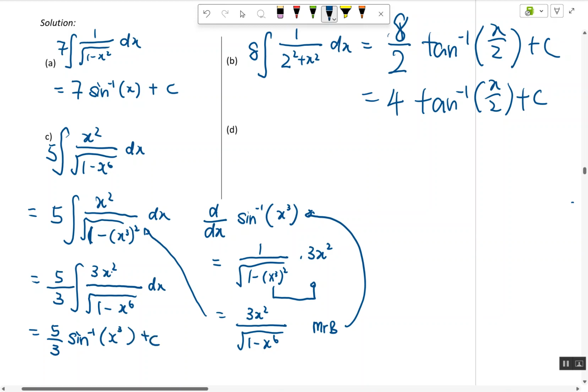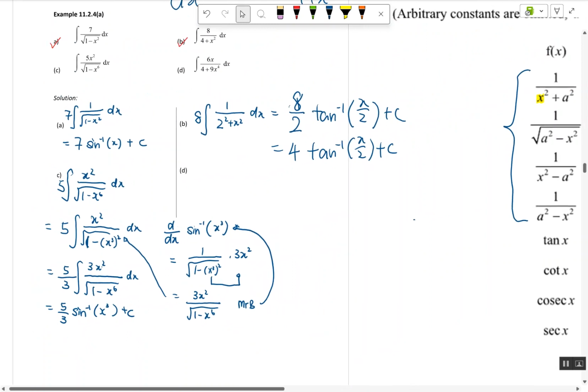Understand integration as a reverse of differentiation. Then it will be so much easier to do. Okay. The next one. Integral of 6x over 4 plus 9x to the power of 4 dx. Same thing. Is it x squared at the bottom?